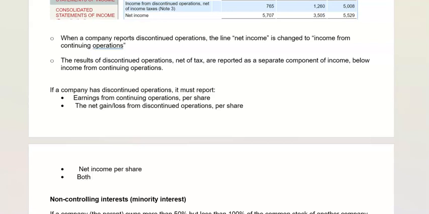Another point to remember is that both basic and diluted earnings per share, which we'll talk about in a moment, are reported for income from continuing operations and separately for the discontinued gain or loss.